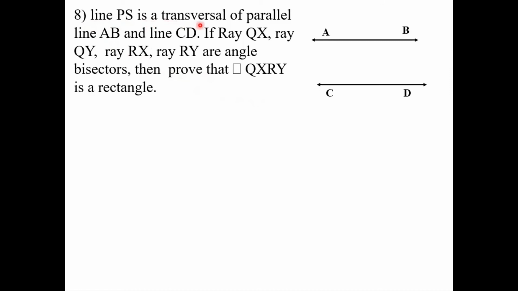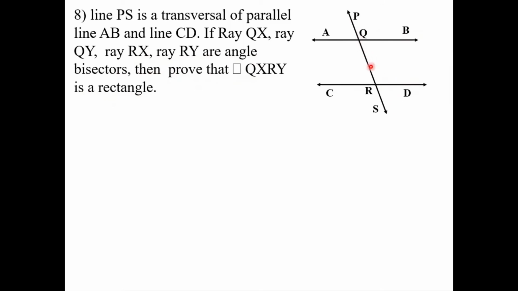Line PS is a transversal of parallel lines AB and CD. Means line AB and line CD are parallel and they have given PS as a transversal. So line PS is a transversal which intersects AB at point Q and CD at R. If ray QX, ray QY, ray RX and ray RY are the angle bisectors, then prove that QXRY is a rectangle.